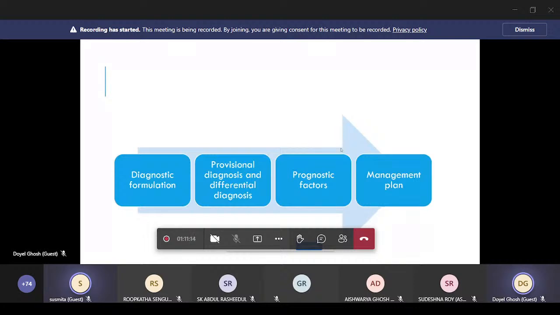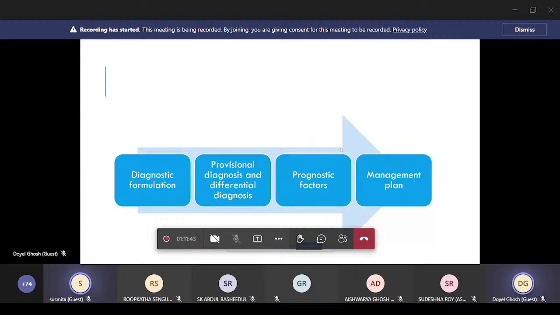Finally, you reach the diagnostic formulation with all this information. You're now full of information, and you now have to organize this information in your diagnostic formulation. In diagnostic formulation, you write only the positive findings that you have from this case history and MSE, and you formulate your diagnosis, and you reach a provisional diagnosis and a differential diagnosis.